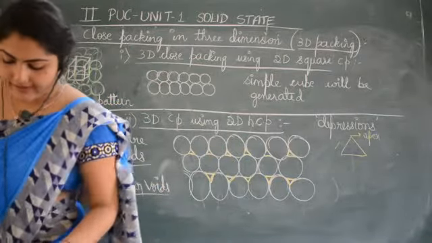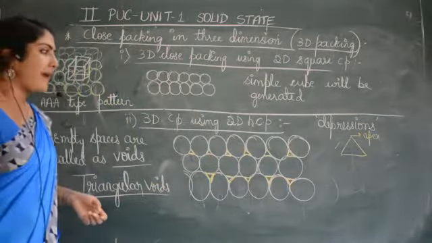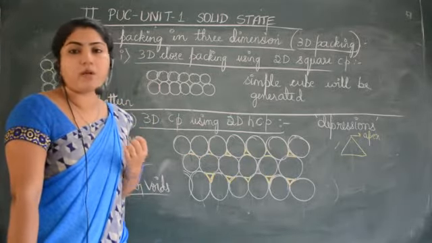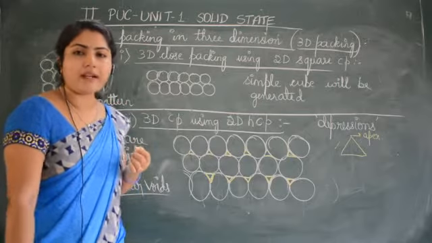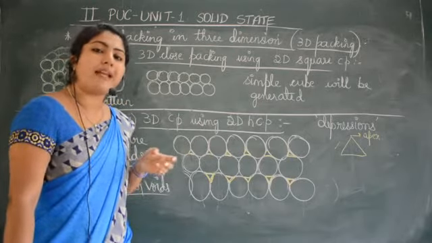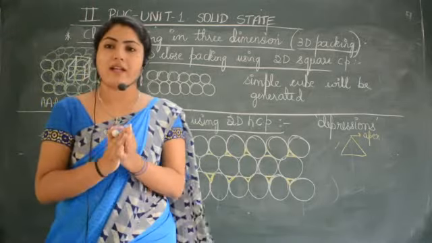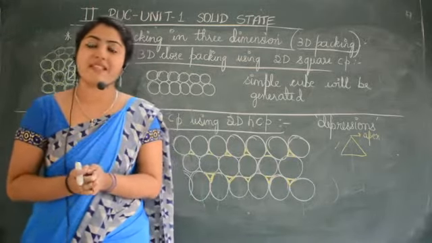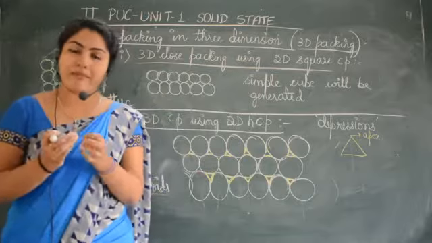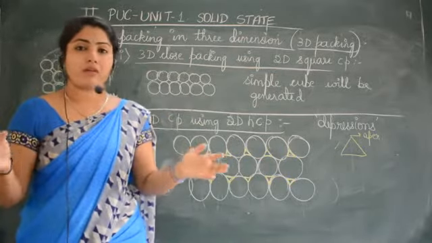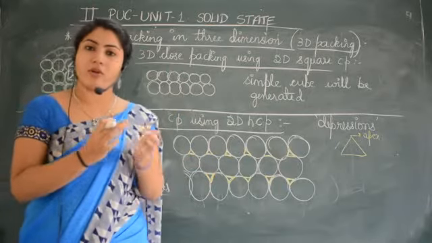Now what is our intention? Why are we close packing, or how do the solids try to close pack themselves? That is, the atoms or molecules or ions, they try to undergo close packing in such a way that the empty spaces are minimum. They want minimum empty space, whereas maximum molecules want to be covered or closely packed.